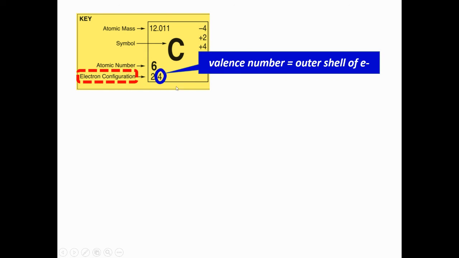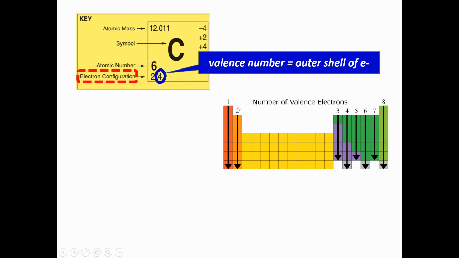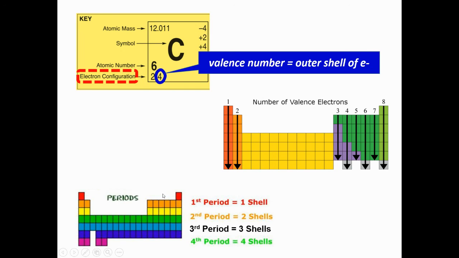Okay, so finally, to wrap up, this is called the electron configuration, this little code. The last number in it is called the valence number. That's your outer shell of electrons. The valence electron number will always be the same when you go down a column or a group of the periodic table. And you can figure out the number of shells by figuring out what row or what period of the periodic table you are in. First period, 1 shell. Third period, 3 shells. Fourth period, 4 shells, etc.